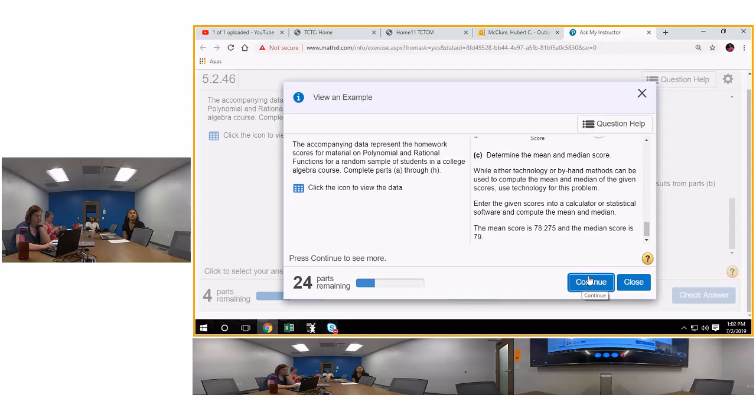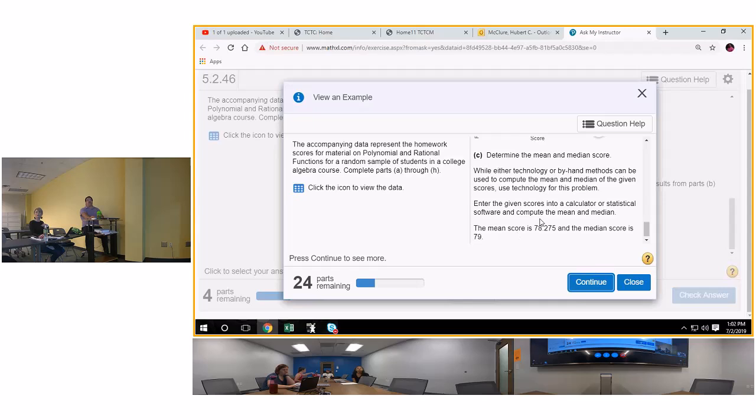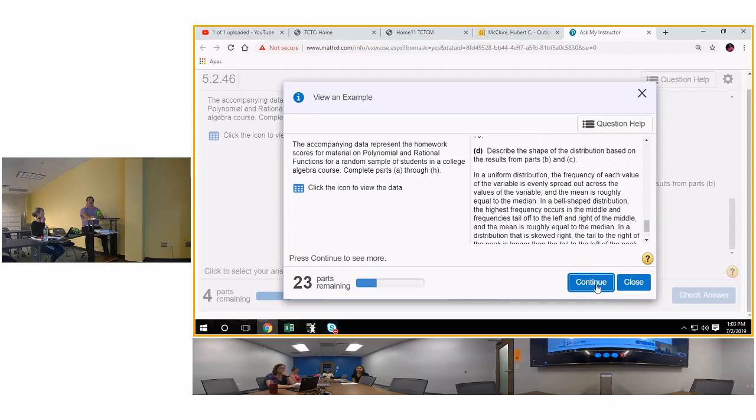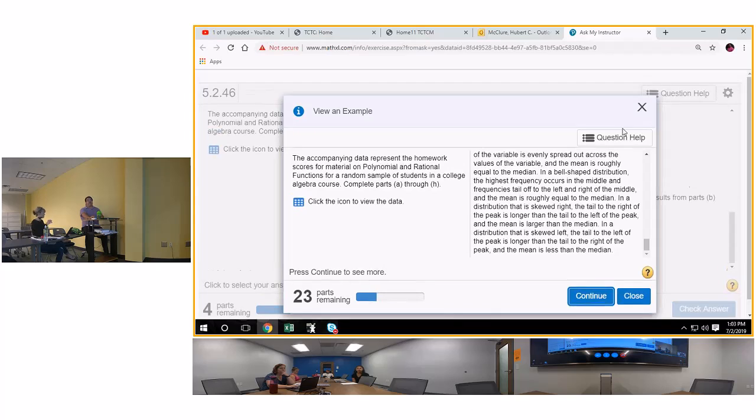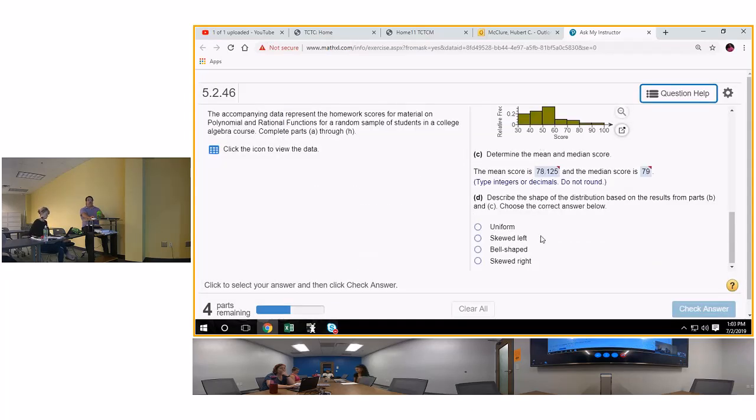Okay, so here's their explanation. Enter the given scores into a calculator. The mean is 78. That's their explanation. Thank you very much. I hate this question. Well, actually, it's very good. It's just some of these questions. This question I've never seen before. Okay, forget that. I'm not going to worry about that.